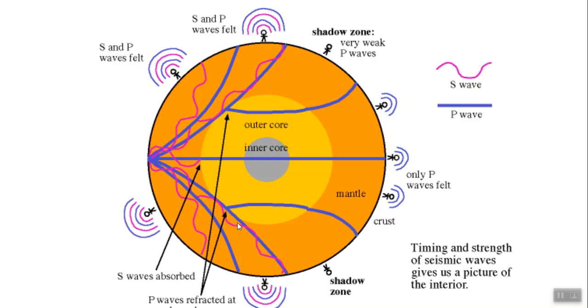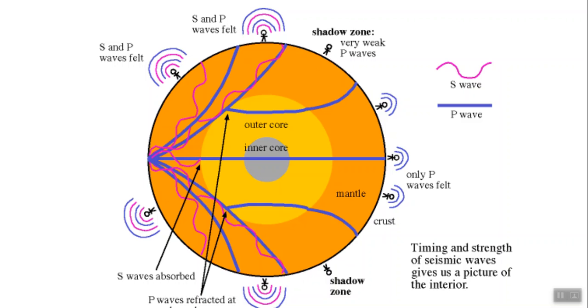What people were noticing is that there's this interesting shadow zone all on the back side that the outer core causes. There are no S waves on the back side of the Earth if an earthquake starts over here. No S waves. It's called the S wave shadow zone.